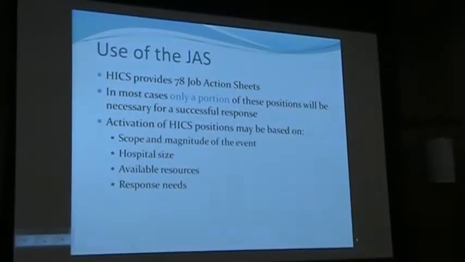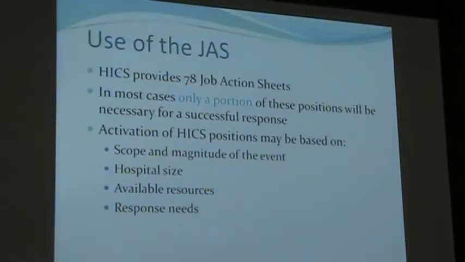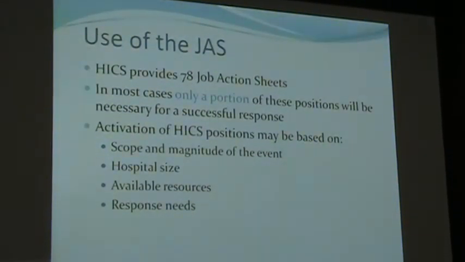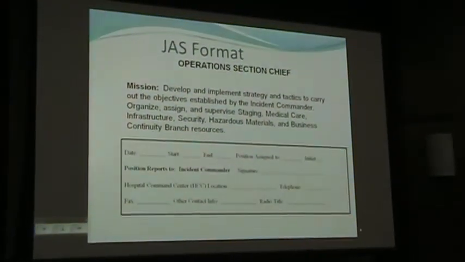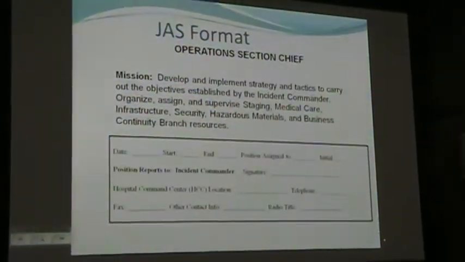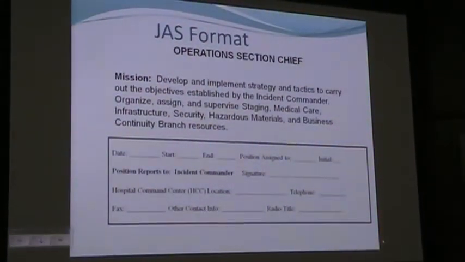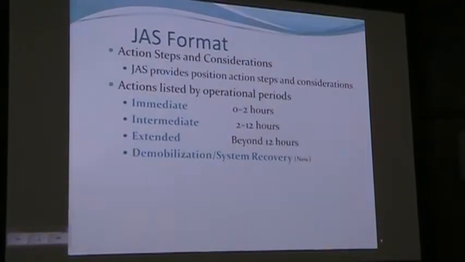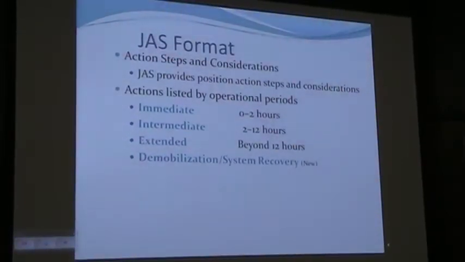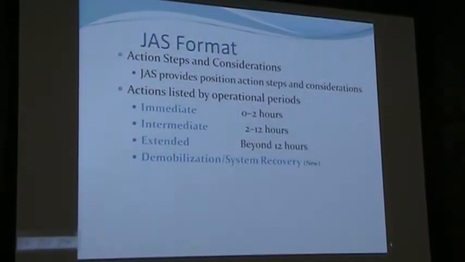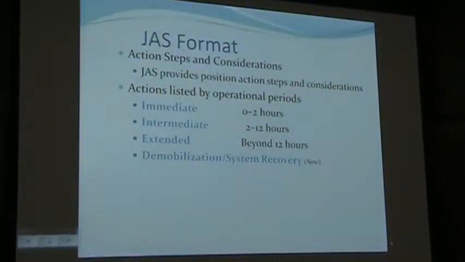All right? And what job action sheets you have pre-developed and ready to go really depends on the size of your institution and what disasters you think you're going to have to respond to. Okay, this is how the hospital incident command system's job action sheets look. It basically starts off at the top with what the position is, what their mission is, and then some blocks that you can fill in with information. Then there are action steps that you're supposed to follow, broken into immediate, intermediate, extended, and demobilization categories. Okay, but you can modify those however you might want to, but it's a place for you to start.